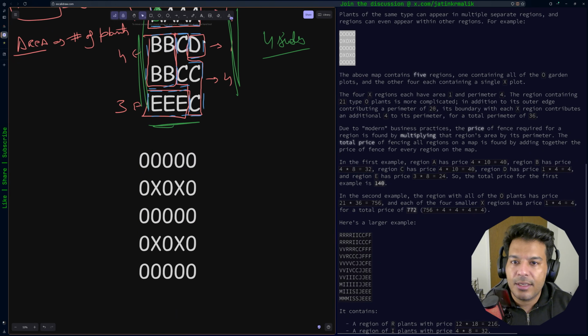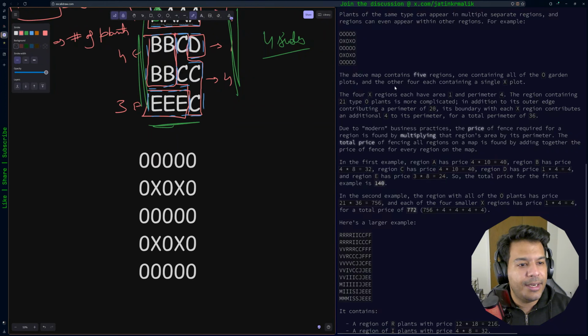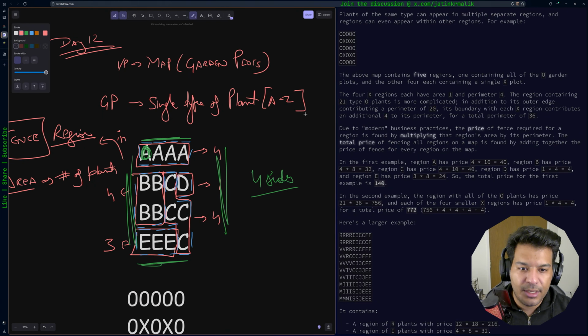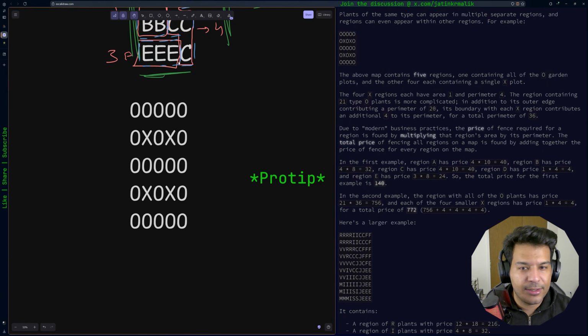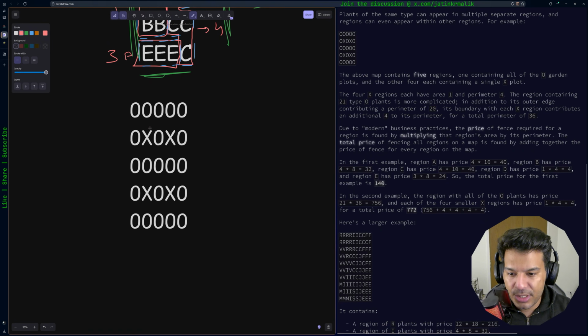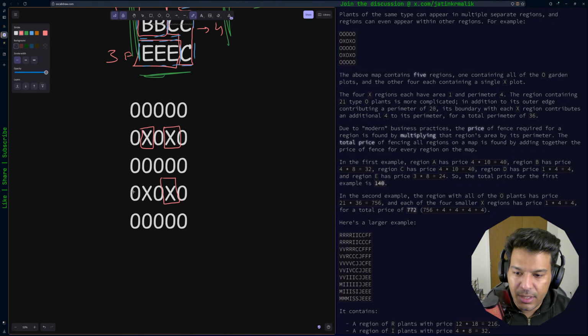Like this. So in this example, it says that if I had to pick the color red, it contains 5 regions, one containing all of the 0 garden plots, which means this is not just A to Z. This can also be 0 to 9. Going back, it is good to build your knowledge base and write things down so that you have all requirements in one place. And this contains 5 regions. If we check, we can see 1, 2, 3, 4, and 5.